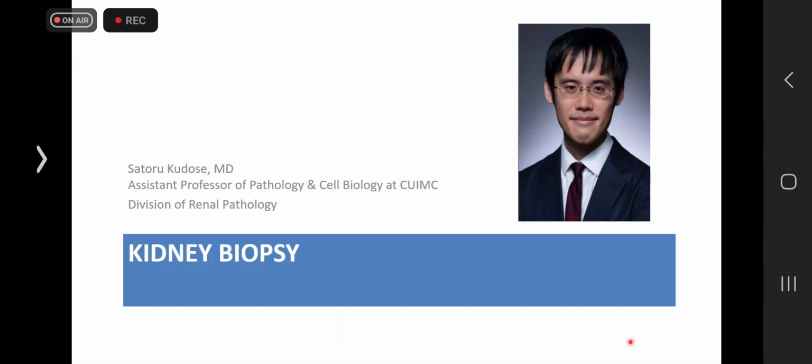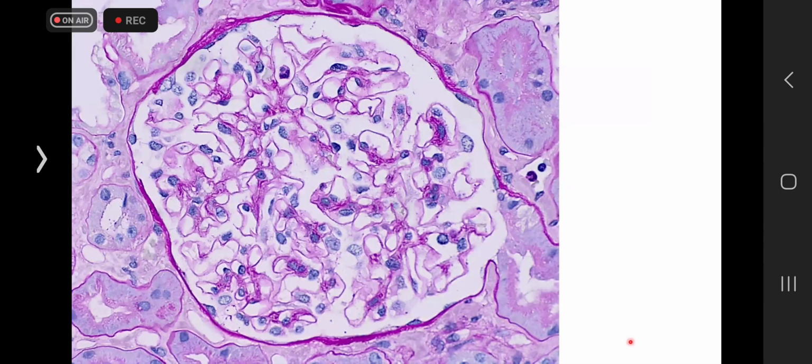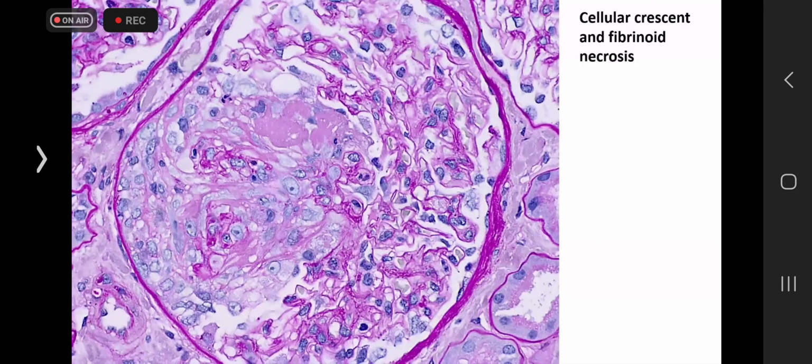So the next slide, please. So the biopsy contained 42 glomeruli, most of which looked normal, like shown here on a PAS stain section. But 22 glomeruli demonstrated crescents, 10 of which were cellular, as shown here around 9 o'clock, with PAS negative fibrinoid necrosis in the center. Next slide.